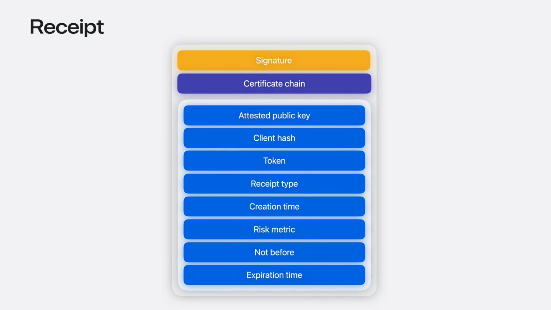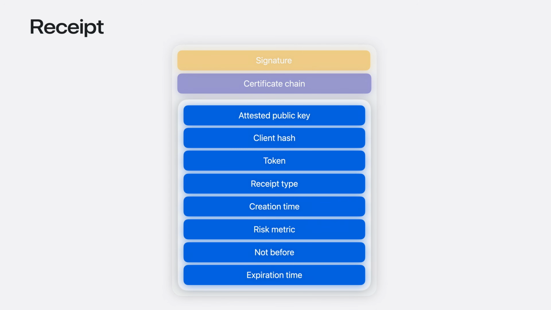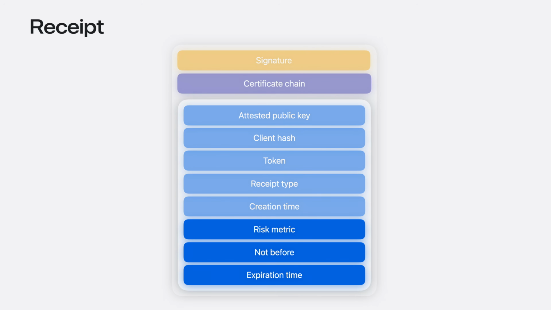It has 3 sections: a signature, certificate chain, and receipt payload. The signature signs the receipt payload. The certificate chain routes to the Apple certifying authority. The receipt payload contains information about the attested key associated with the metric and the fraud metric itself. Follow the developer documentation to verify the different parts of this receipt payload. The risk metric field defines the fraud metric count.